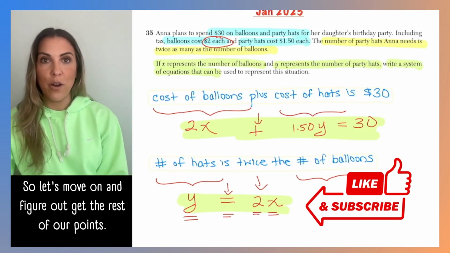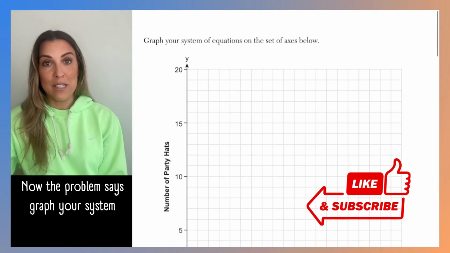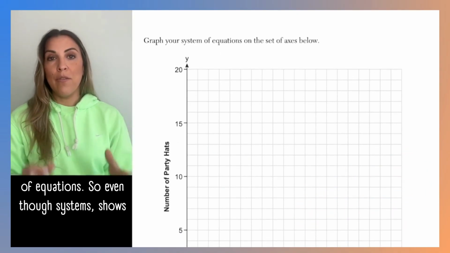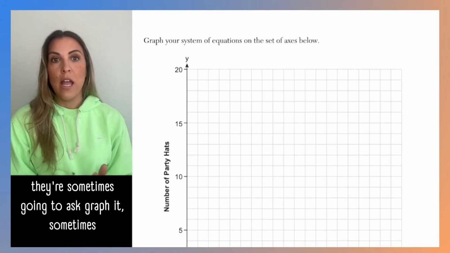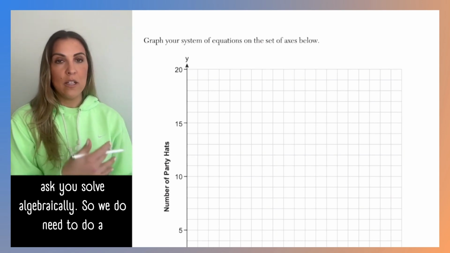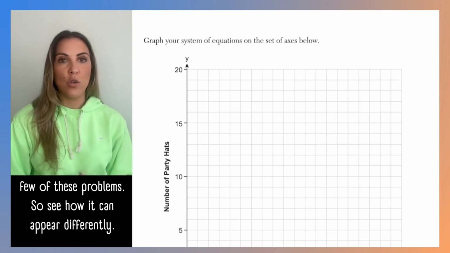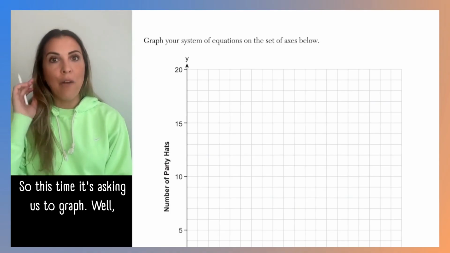So let's move on and figure out how to get the rest of our points. Now the problem says, graph your system of equations. So even though system shows up for every 6-point question I've seen in recent history, they're sometimes going to ask you to graph it, sometimes ask you to solve algebraically. So we do need to do a few of these problems so you see how it can appear differently. So this time it's asking us to graph.